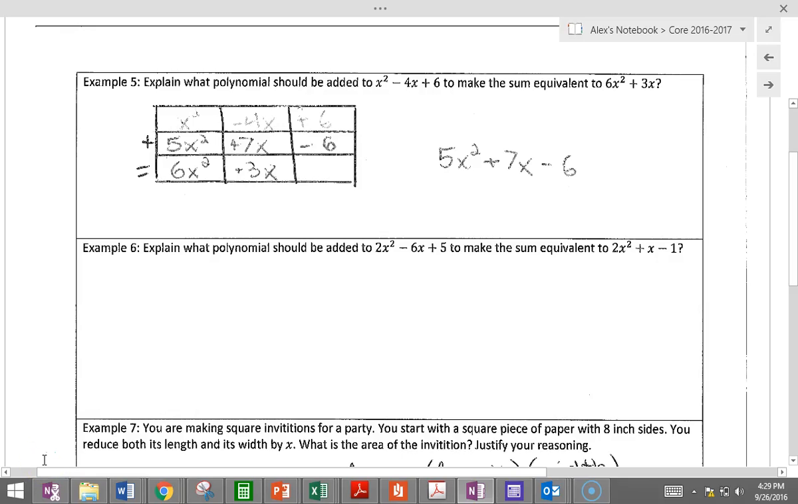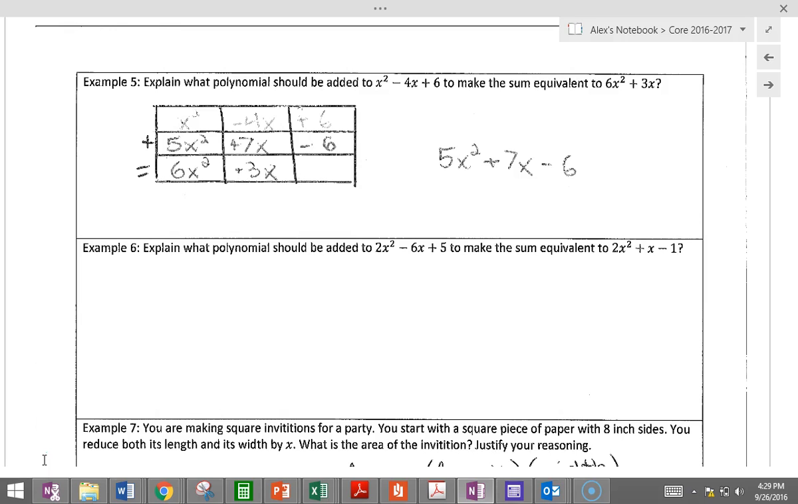Alright guys, today we're going to finish up with operations of polynomials. And all we're really going to do is look at some types of word problems, or different types of problems we have. Okay? So looking at example 5, it says, explain what polynomial should be added to x squared minus 4x plus 6 to make the sum equivalent to 6x squared plus 3x. So this is just like what we were doing with adding polynomials.